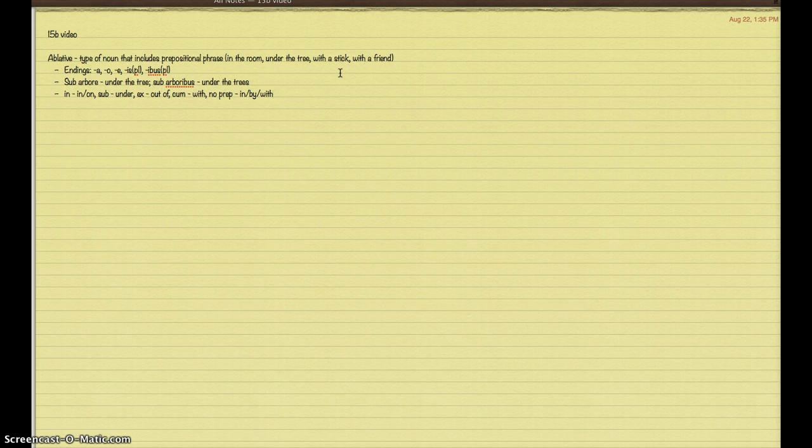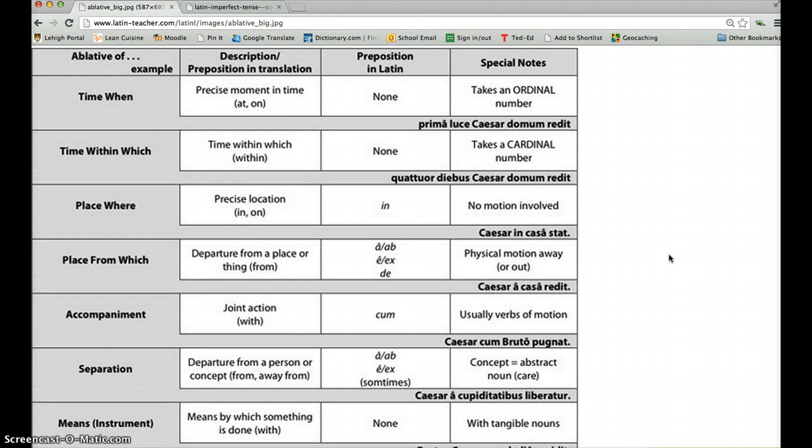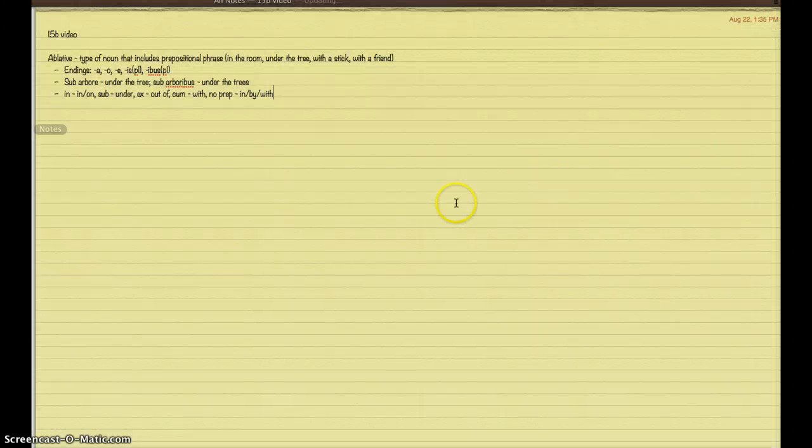So let's look at something that might be slightly more helpful. Okay, so we're looking at a chart of the different kinds of ablative. You can also find this on page 90 of your textbook, of book 1, to be more specific. So we have ablative of time when, okay, right here that tells when something's happening. Time within which, how long is something happening? So this one's going to be translated as for. So let's go back to the notes. Let's add that. It could be for as well.